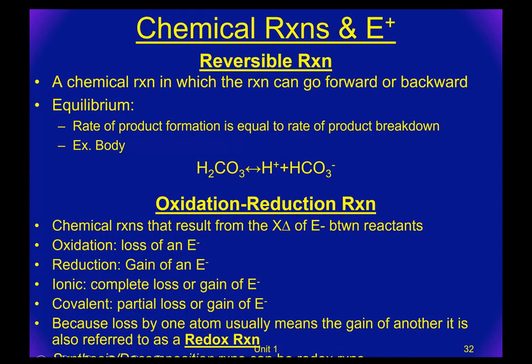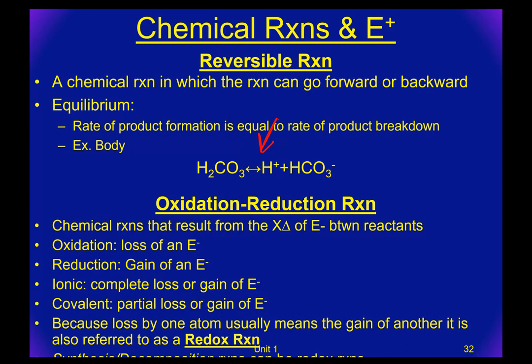Now, a reversible reaction is exactly what it sounds like. It's a chemical reaction that can go forward or it can go backward. And honestly, the easiest way to tell it's a reversible reaction is looking at that arrow. If you've got a double-headed arrow going in both directions, you know it's a reversible reaction.